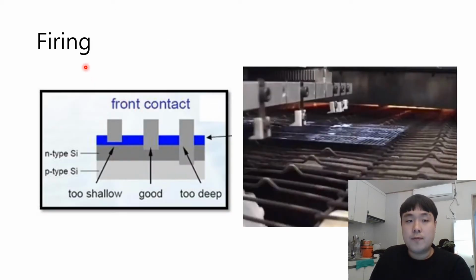And the next is firing. Firing is the contact line process, and we can see the n-type silicon and p-type silicon, and the best place of the contact line is the middle of the n-type silicon. And this is the firing process of the solar cell semiconductor.